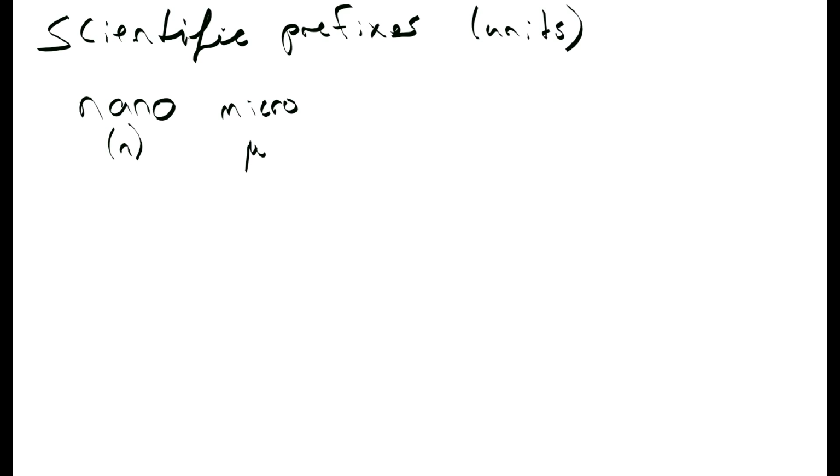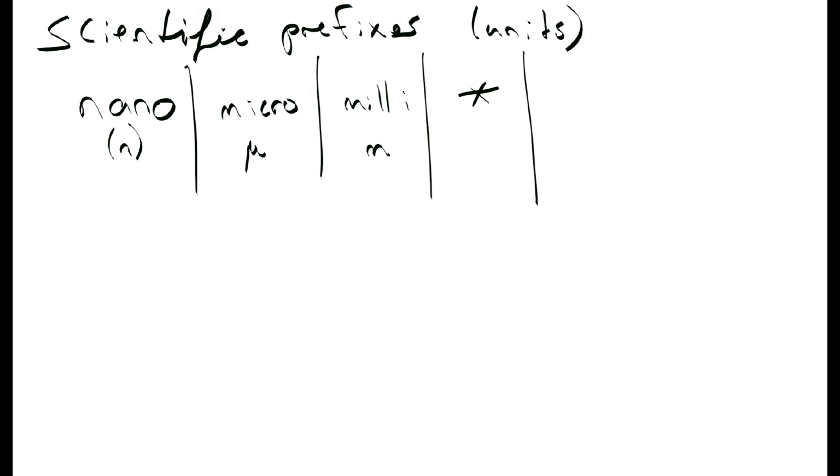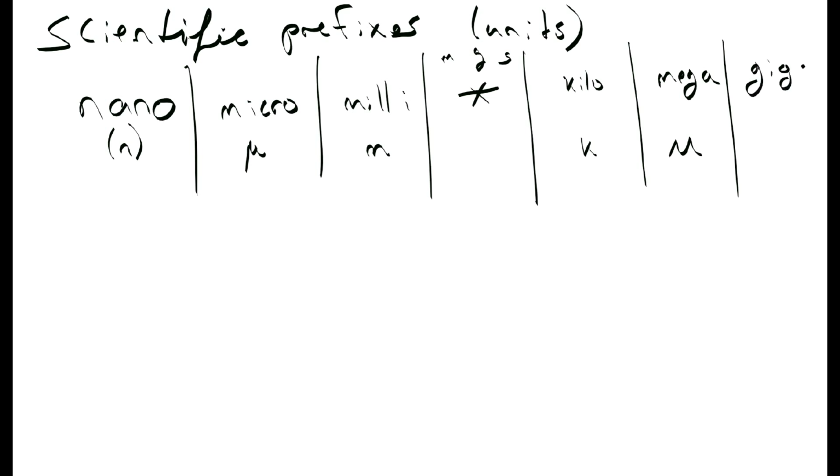So after micro comes milli, which is just the letter M. And then nothing, which doesn't have a prefix. That means it's just the regular unit, so it could be meters or grams or seconds. And then after that, we have kilo, which is the letter k. Then mega, which is the letter M. Let's go up to giga, which is the letter G. Notice that this is a capital M, this is a capital G, but this is a lowercase k. We reserve the right to be inconsistent.